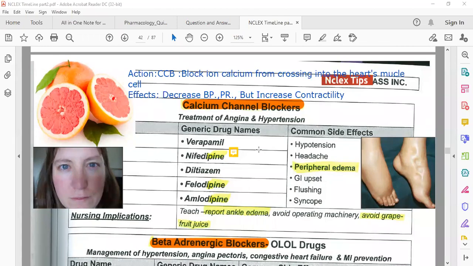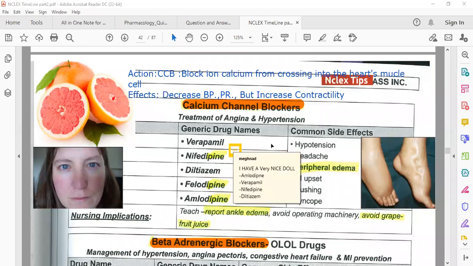So how does this medication work, the mechanism of action? Calcium channel blockers block the calcium channel, preventing calcium from crossing into the heart muscle cell. The effect: they decrease the blood pressure, so we use them as an antihypertensive. They reduce the pulse rate, but increase the contractility of the heart, so they increase the blood supply.